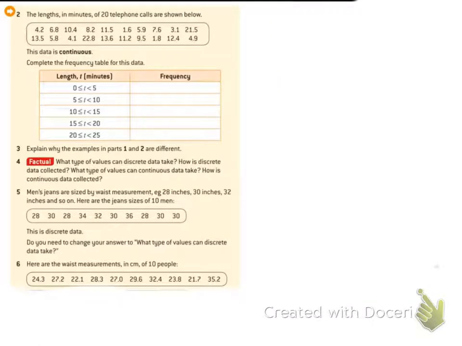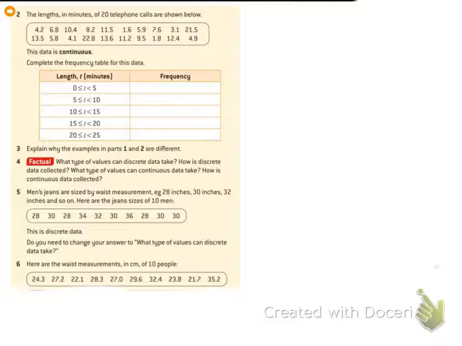So, where else are we going to go with this? The length in minutes of 20 phone calls. 4.2, 6.8, 10.4. This is what we call continuous data because phone calls don't end on the minute. They could go in between. That's why you have a 0.2, 0.8, 0.1, 0.6.